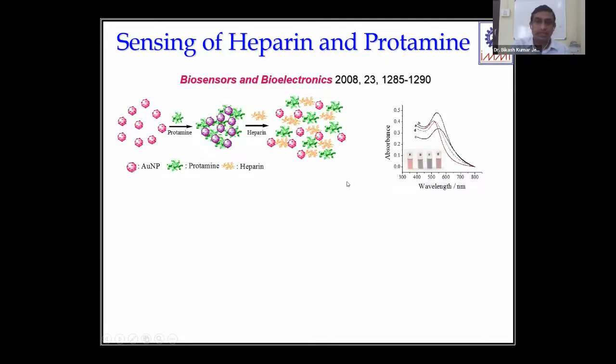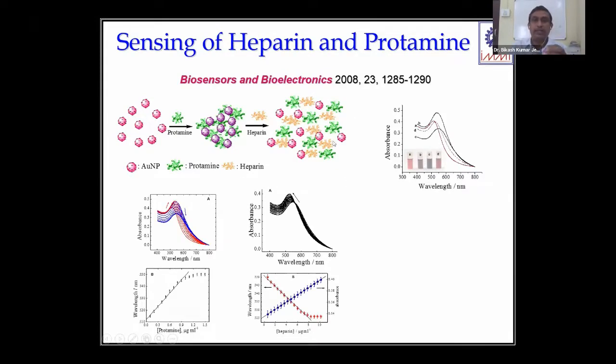But next, what we did was add heparin. The heparin interacts with the protamine, then it releases the nanoparticle. Then this color is coming back in this direction. But it takes time, usually 2 to 3 hours or 4 hours, to come back to the original color of gold nanoparticle. So you can see here when you add the protamine, the absorbance is changing and the wavelength is also shifting. That change in the absorbance as well as the shift in the wavelength will tell you how much concentration of protamine and heparin we have added.